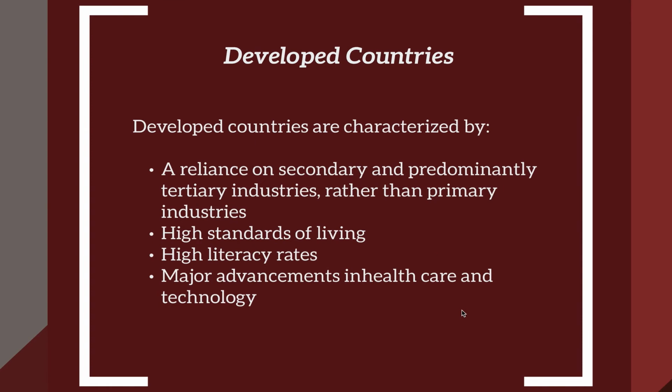So, finally, developed countries. Now, this would include Canada, the United States, the G7, Europe. So there's a reliance on secondary and tertiary industries instead of the primary ones. There's high literacy rates, high standard of living, and there tends to be major advancements in healthcare and technology.